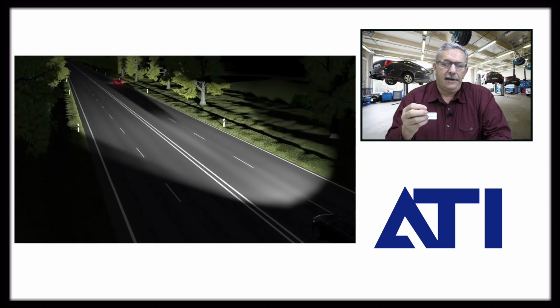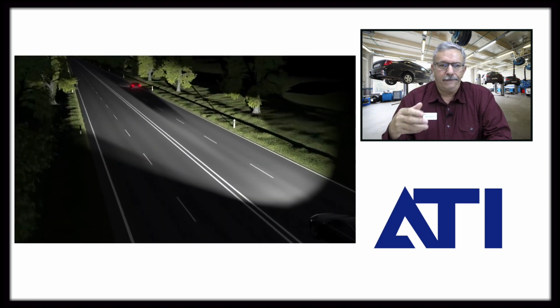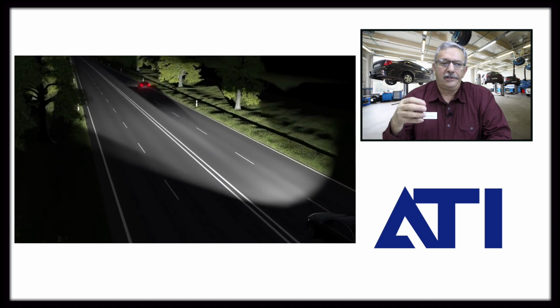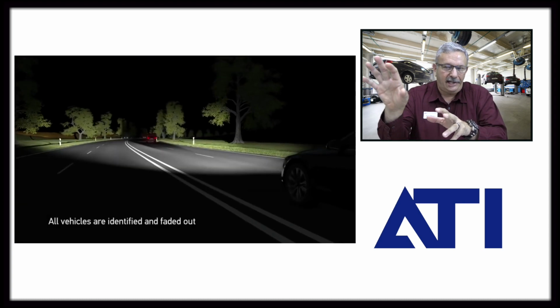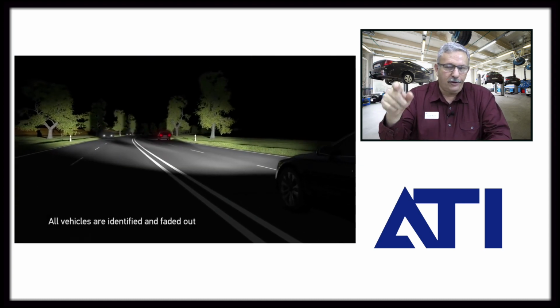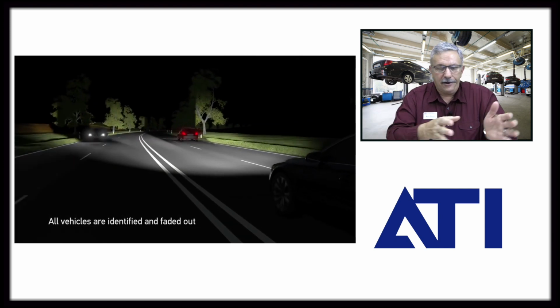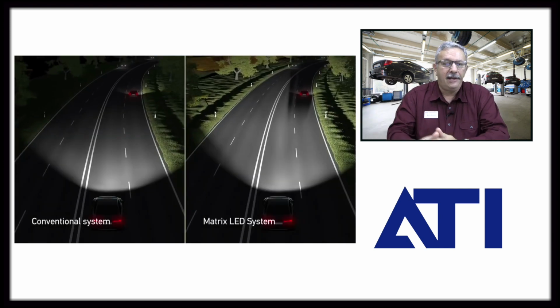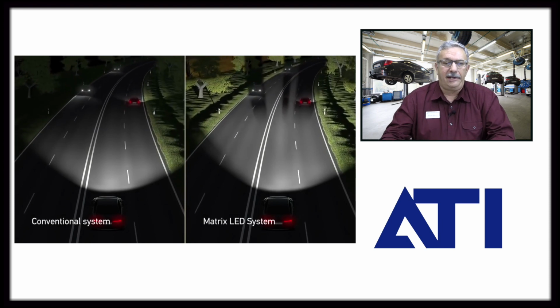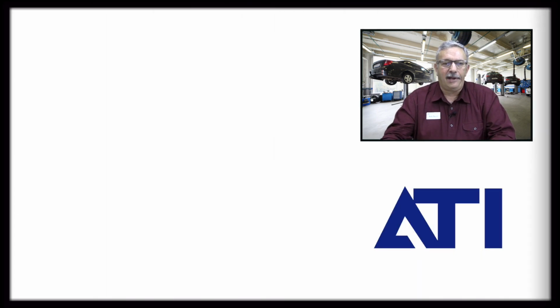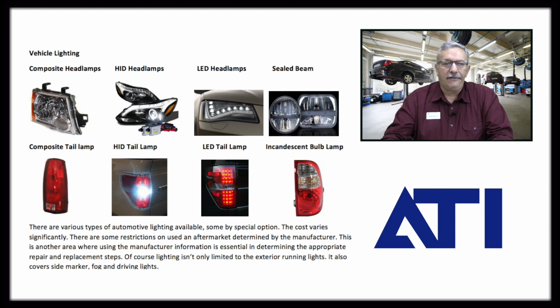It has heat sensing, like a FLIR, forward looking infrared, so that it can see if there's a heat element, whether it's an animal or a human, off to the side of the road, and it'll put light on that area. So this is the stuff that we're going to be dealing with, GPS type lighting. The types of lights or lamps that you will see are going to be composite headlamps, HID headlamps, LED headlamps, and of course the traditional sealed beams.